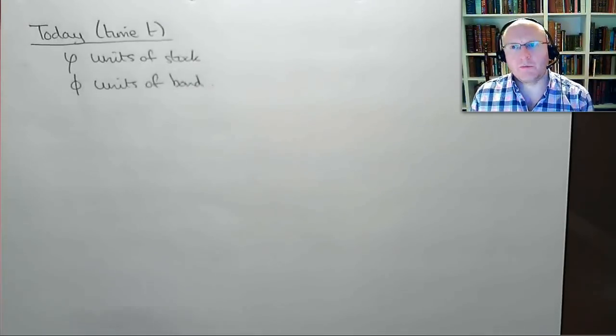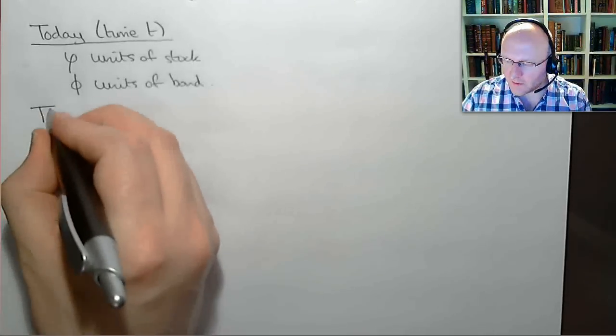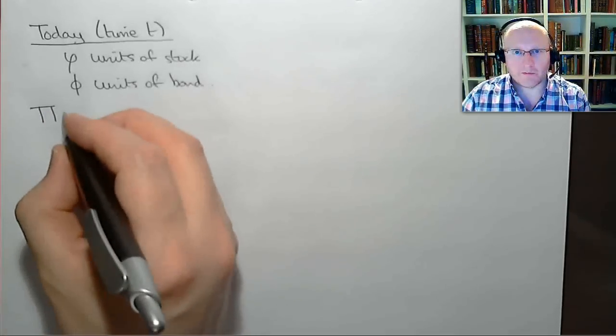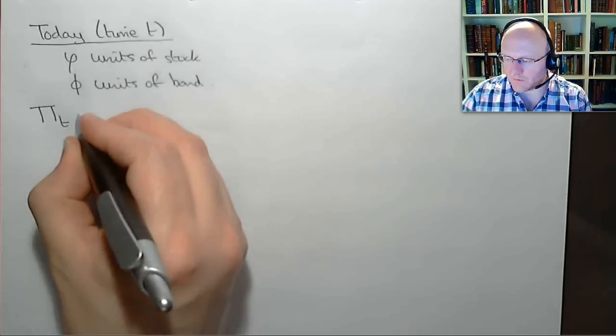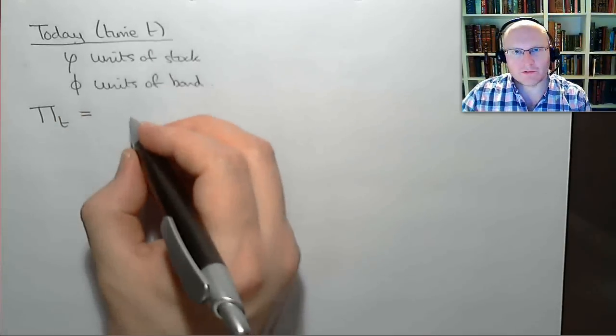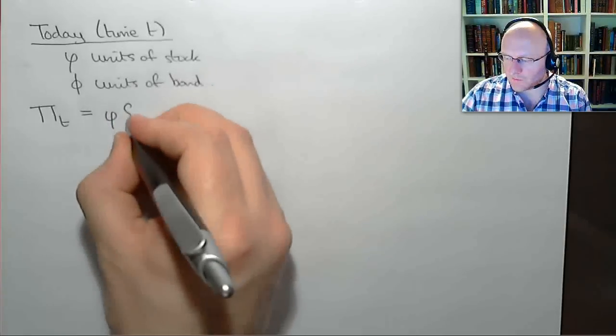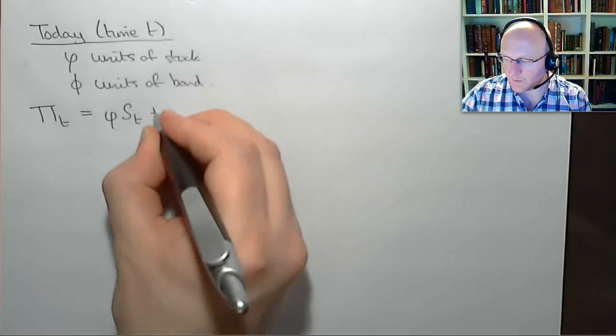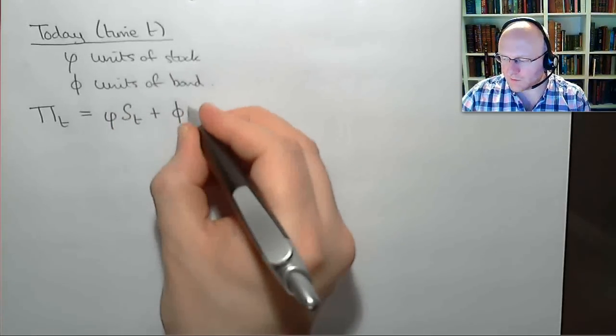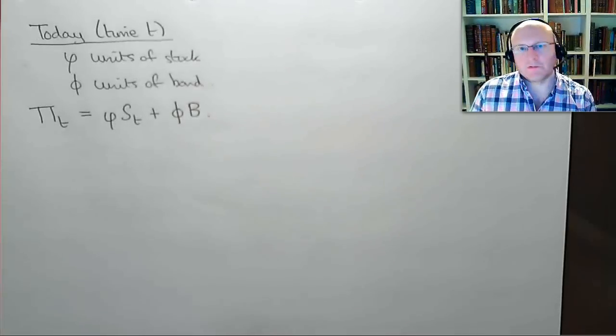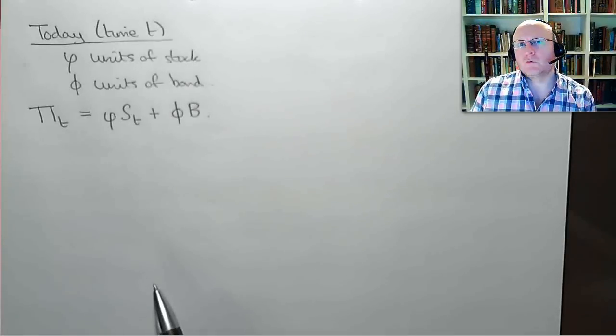So let's figure out what the portfolio itself is worth today. If I let capital pi represent the portfolio, so pi for portfolio, then its value today, pi subscript t, must be, well, we have this many units of the stock today plus this many units of the bond today. So there's our equation for today's value of the portfolio. Now what about the future value of the portfolio?